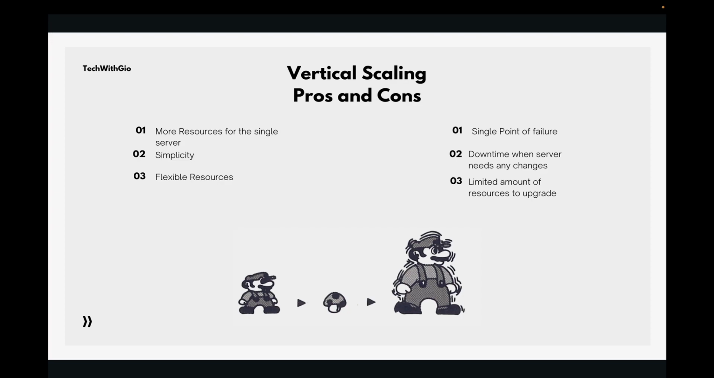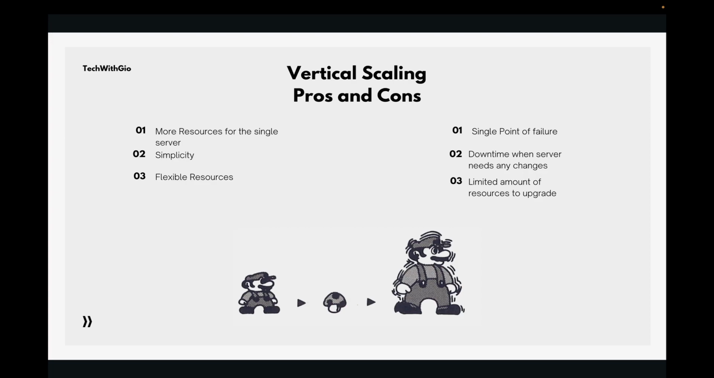The pros are there are more resources for a single server, which is great, right? More power for the server to execute what needs to be executed. There's lower cost compared to horizontal scaling initially, because you only have to deal with one server, right? One server, one license. And we're going to talk more about horizontal scaling in a little bit, but think about this when you learn about horizontal scaling. Just lower cost initially.